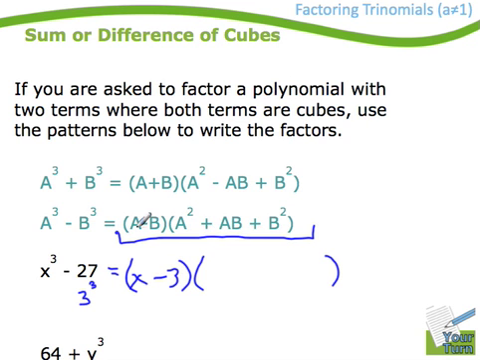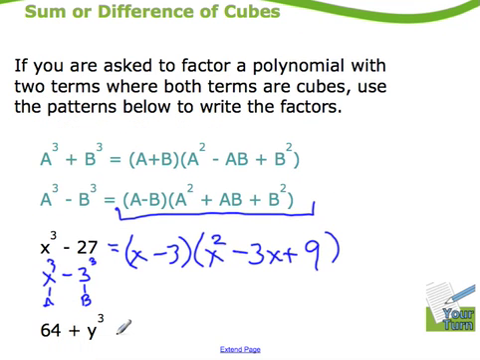And then a is x, so that's x squared minus a times 3. X times 3 would just be 3x plus b squared. So 3 squared would be 9. So there would be my factorization of this difference of cubes. Notice that I'm just plugging in numbers from up here. It's a good idea to make sure that you're rewriting this so that you know what A is. This would be A, and 3 would be B. And then you just plug those in everywhere you see them in the formula.